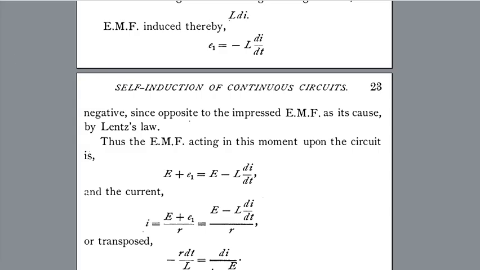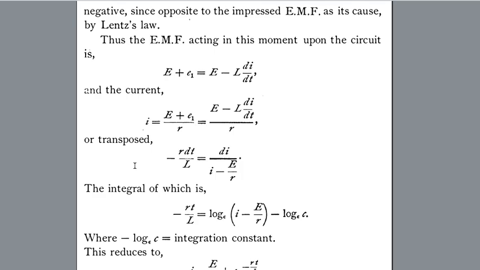Thus, the electromotive force acting in this moment upon the circuit is E plus E1 equal to E minus L times di divided by dt. The equation for the total electromotive force acting in the circuit at any moment is E plus E1 equals E minus L times di divided by dt. Thus, the current at time t, denoted as I, is given by I equals the quantity E plus E1 divided by R, which equals the quantity E minus L times di divided by dt, all divided by R.